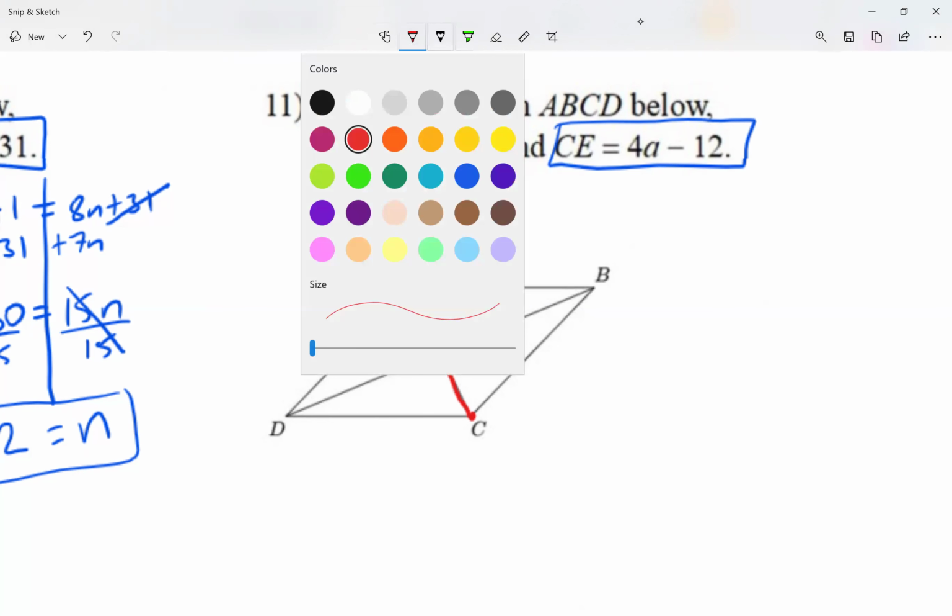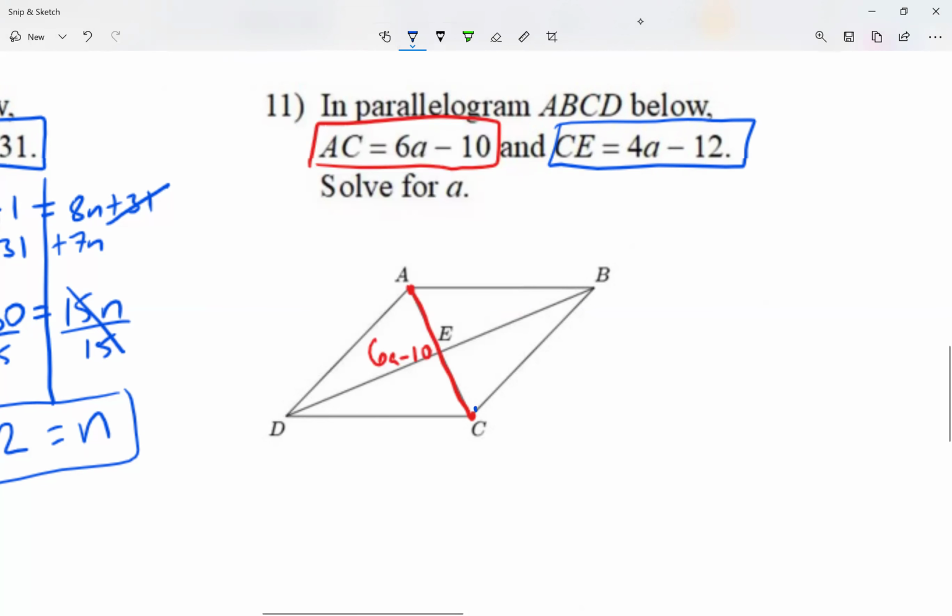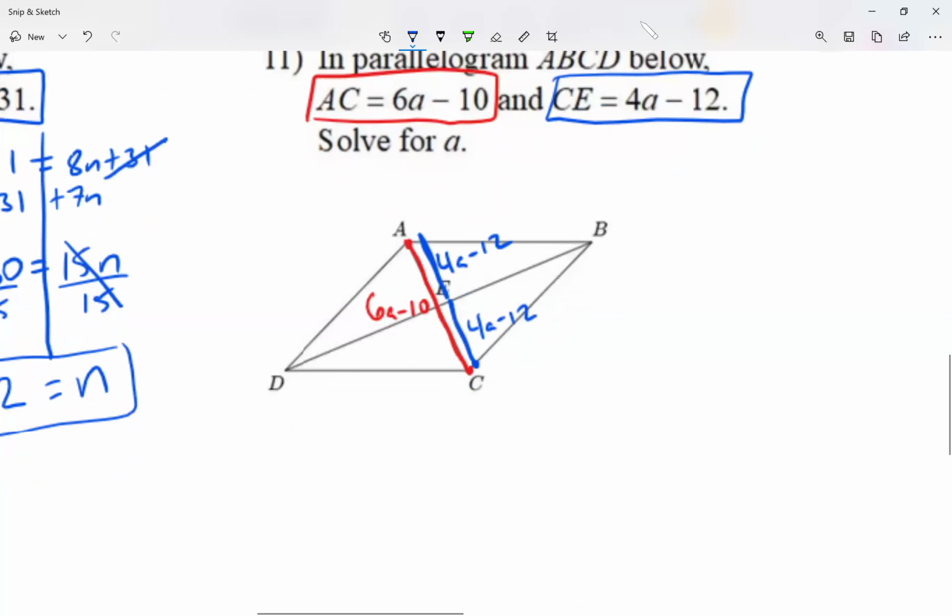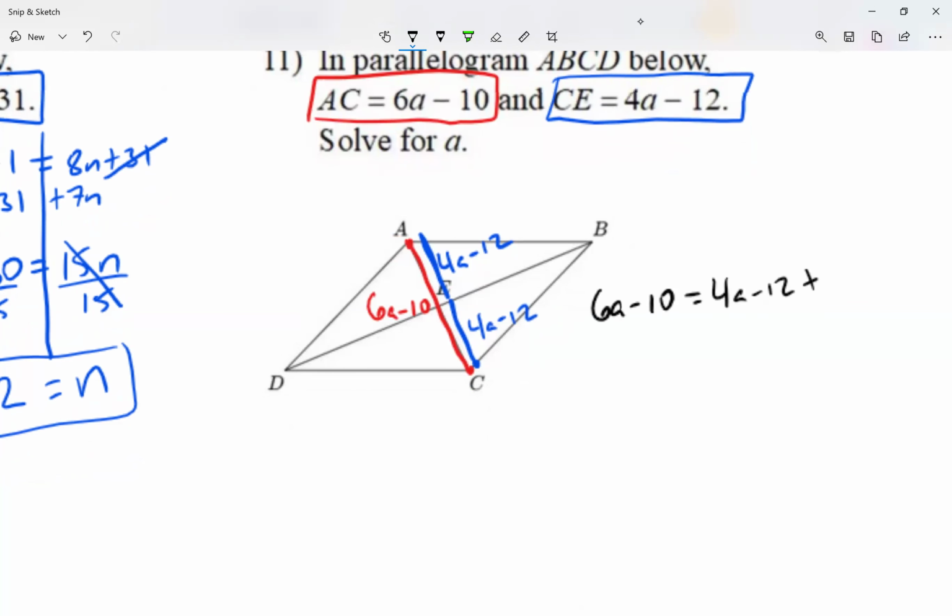And then the other segment is CE. So from C to E, that's only half of it. This is 4A minus 12. So I'm going to say the segment AE is also 4A minus 12. Because remember how the diagonal is broken in half? So having that said, I'm going to say 6A minus 10 is equal to 4A minus 12 plus 4A minus 12. Right? The red is the whole thing, right? Is equal to the two little ones.